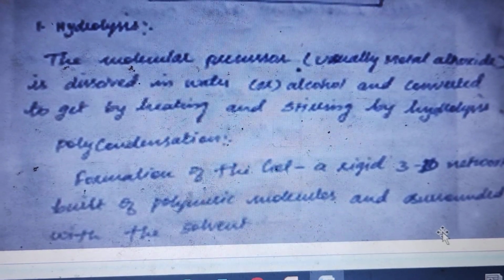The first step is the hydrolysis process. In this process, the molecular precursor, usually a metal alkoxide, is dissolved in water or alcohol and combined by heating and stirring for hydrolysis. In this technique, the molecular precursor is dissolved in the particular solvent. This is the hydrolysis process.